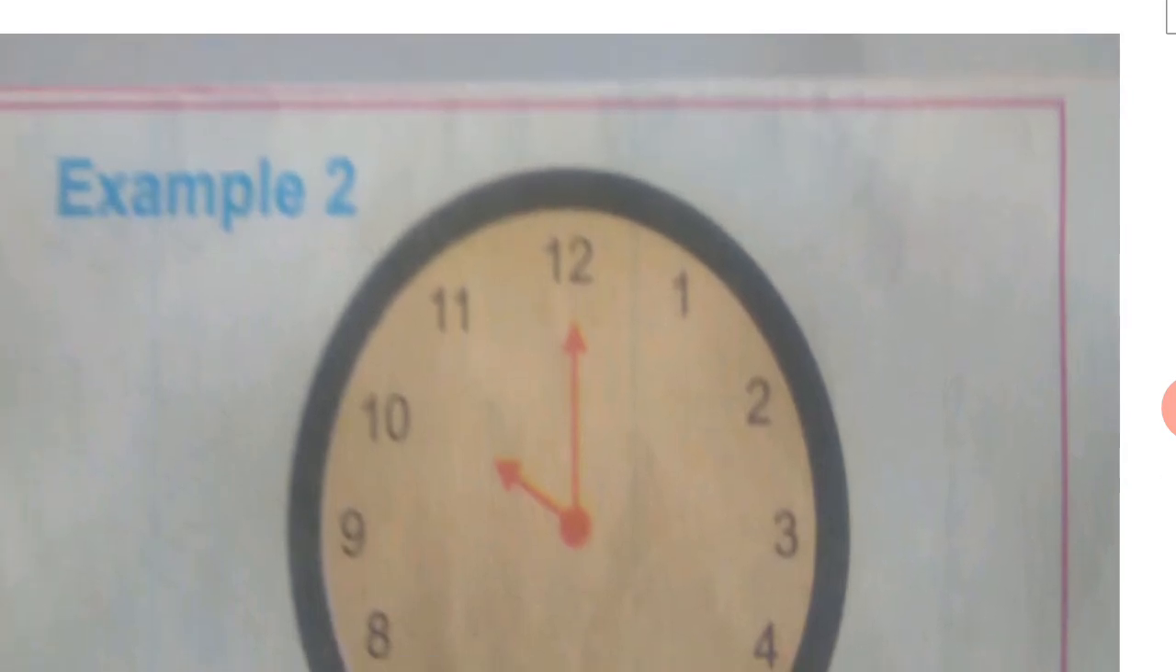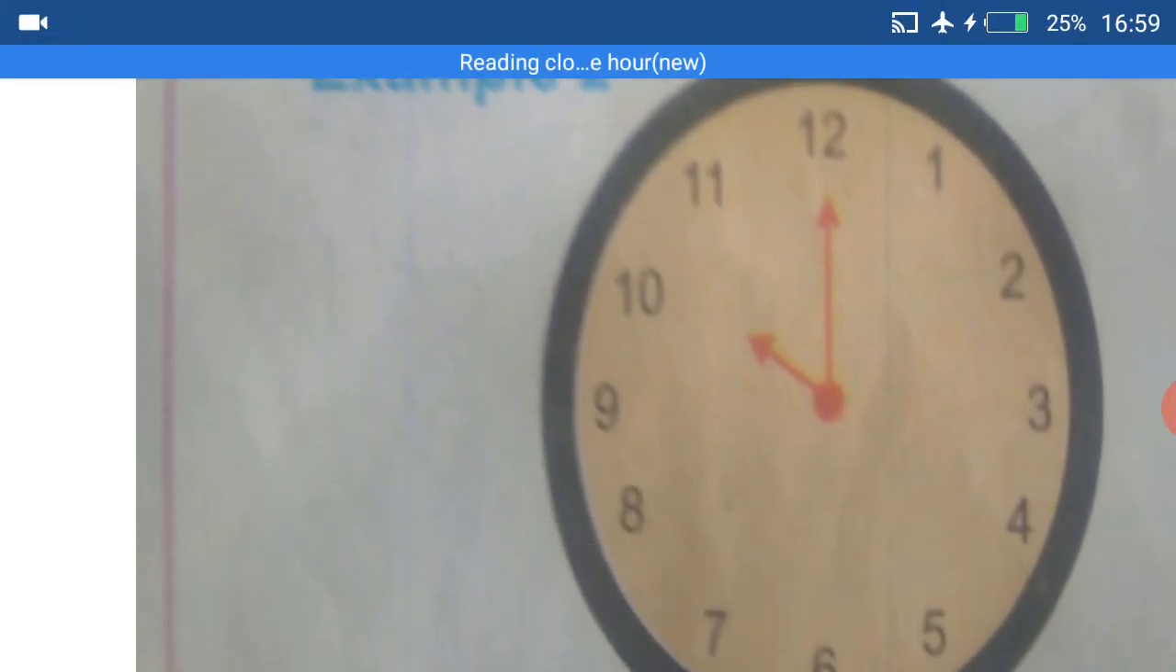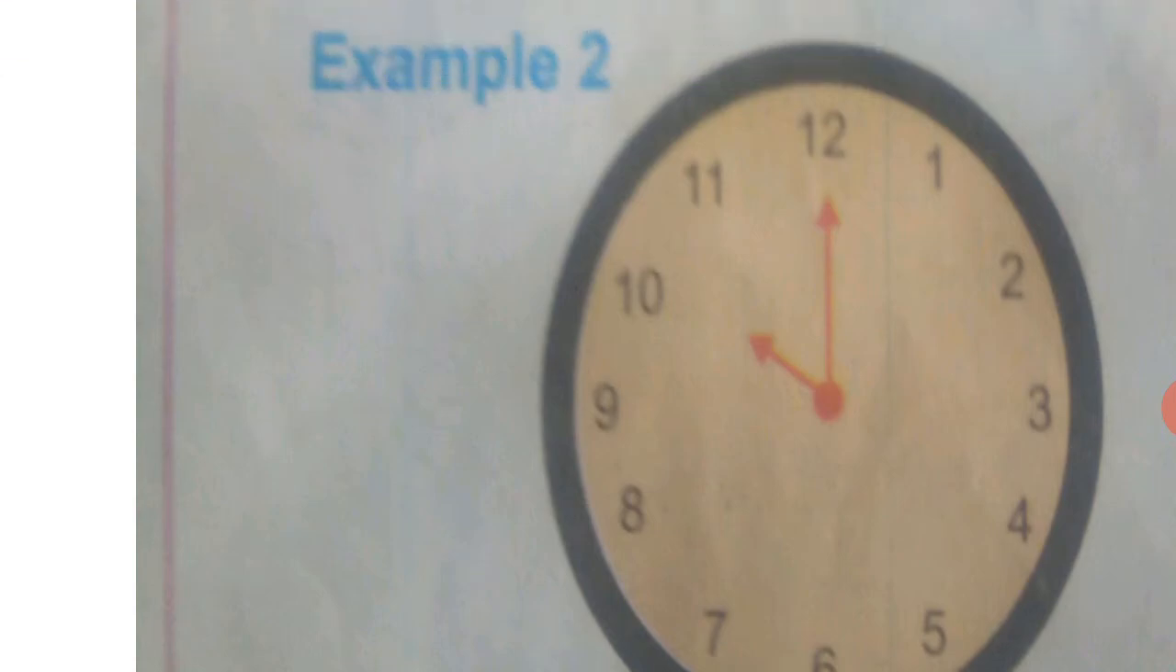If the long hand is on 12, as it is on this wall clock, and the short hand is on 1, you say it's 1 o'clock. If the long hand is on 12 and the short hand is on 2, you say it's 2 o'clock. It is very straightforward, very simple. Whenever you see the long hand on 12 and the short hand on any figure, you read the figure on which the short hand is placed. So you say it's that time.